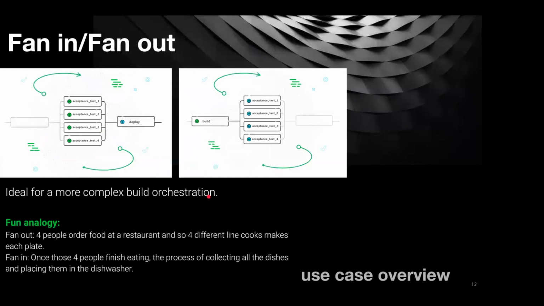So fan in, fan out. This is really kind of the prototypical workflow scenario. So you probably start with one job where you're checking out your code, pulling in some assets, running some basic linting and things like that. Then you go on to a bunch of different test jobs that you can all run in parallel. And then finally, you would have a single deployment job.